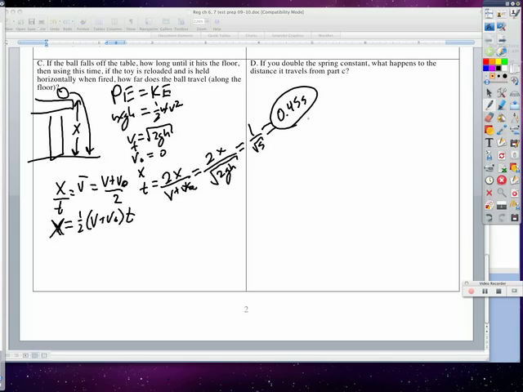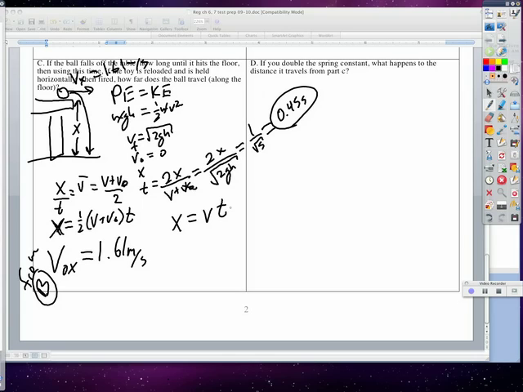And then if the toy is reloaded and is held horizontally when fired, how far does the ball travel? In part B, what was the initial velocity in the x direction? From part B, what was it? 1.61? So 1.61 meters per second. This ball has a horizontal velocity of 1.61 meters per second, and if it falls for 0.45 seconds, do you see how I find the distance? Because x is equal to vt, right? So I just take 1.61 times 0.45, which is going to give you like 0.7 something.